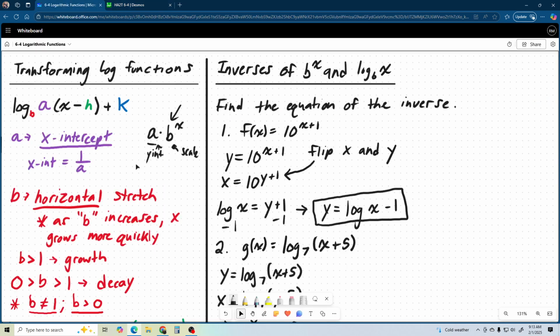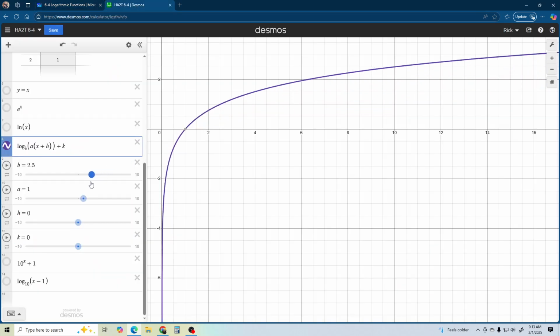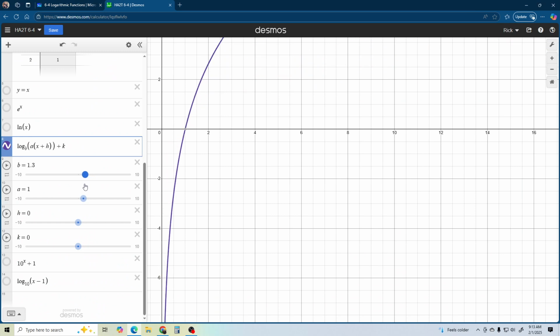Basically, it's stretching, but it's not stretching up, it's stretching to the right, right? Because that's what happens in this function. It's the opposite value that's stretching. Okay, so as b increases, x grows more quickly. Just kind of showed you that. Now, if b is greater than 1, we're going to grow. So let's go back all the way to like 1.1, right?